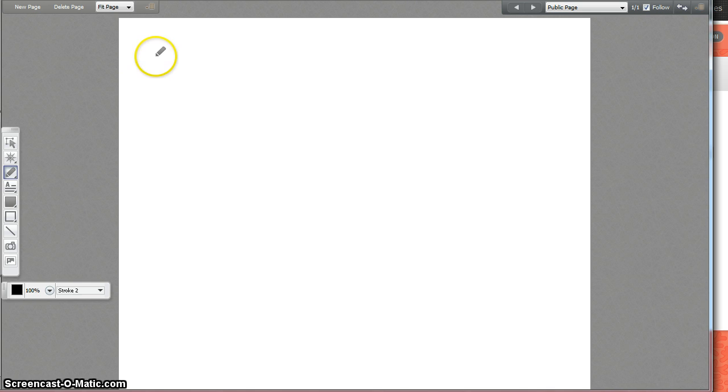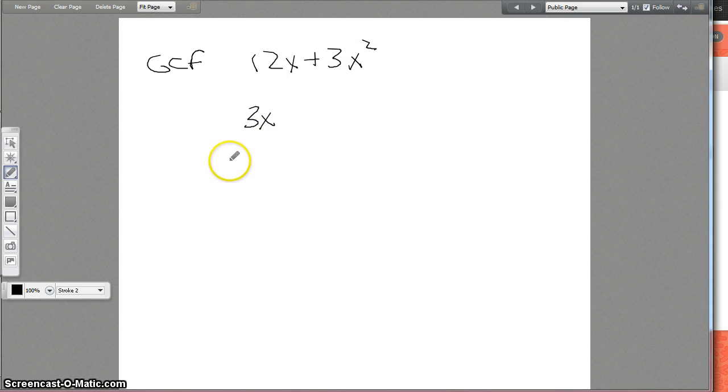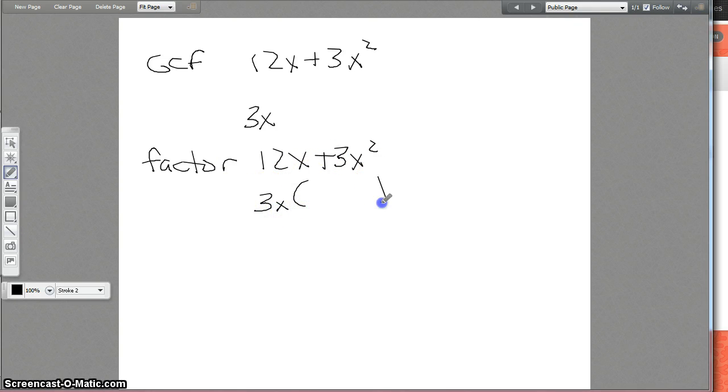When a problem says find the greatest common factor, like of 12x plus 3x squared, the greatest common factor there is going to be 3x. So if you're asked to find the greatest common factor, 3x is all you have to write. If, however, you are asked to factor 12x plus 3x squared, you've got to write the greatest common factor and then what you multiply it by to get 12x plus 3x squared. So we would be multiplying it by 4 plus x. So if you're just asked for the greatest common factor, then you would write 3x.